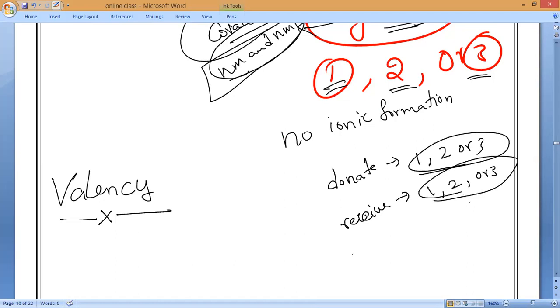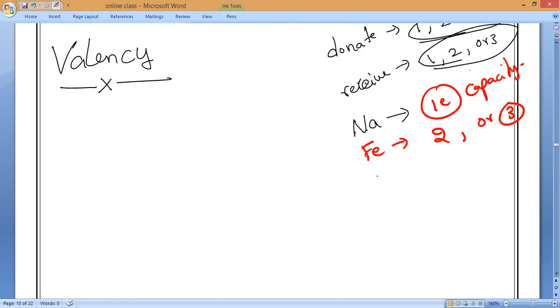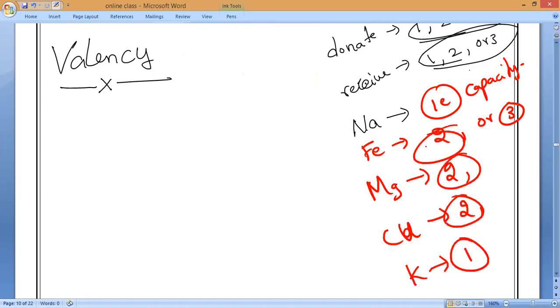For example, if you take sodium, it has a capacity to lose how many electrons? All of you should tell me. 1 electron. Okay, that is the capacity. It cannot lose more than that. Iron can lose 2 or 3; that is its capacity. Magnesium can lose 2. Copper, Cu, can lose 2. Potassium can lose 1. Like this. Suppose you take aluminum, it can lose 3 electrons.